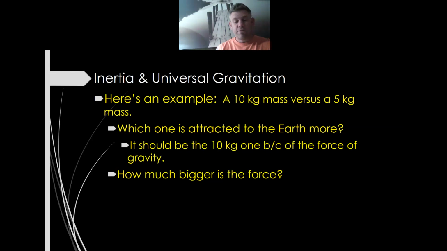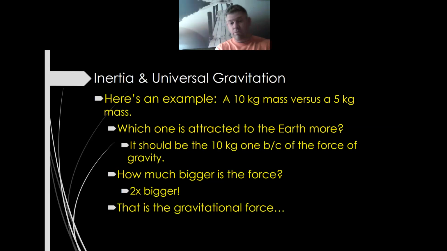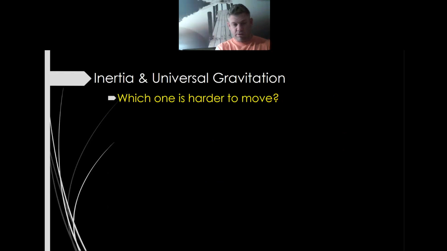How much bigger is this force? Well, the force should be 2 times bigger because the mass is 2 times bigger, right? It's not that the Earth's mass is 2 times bigger, it's that you have a 5 kilogram mass compared to the Earth, and a 10 kilogram mass compared to the Earth, all right? So because the 10 kilogram mass is twice as big, that's where our force is twice as big. That's the gravitational force.